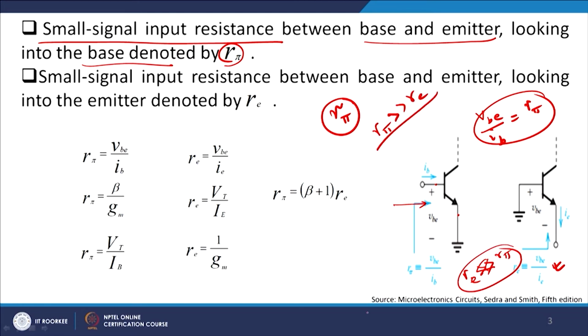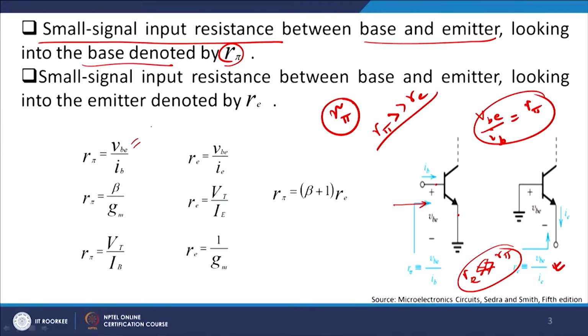Fine. So, I get r pi is equal to VBE by IB. This is also equal to beta times VBE by IE, that is beta times re, right. So, what we can write down is that r pi is equal to beta by gm, right. How beta by gm, we will just show it to you.